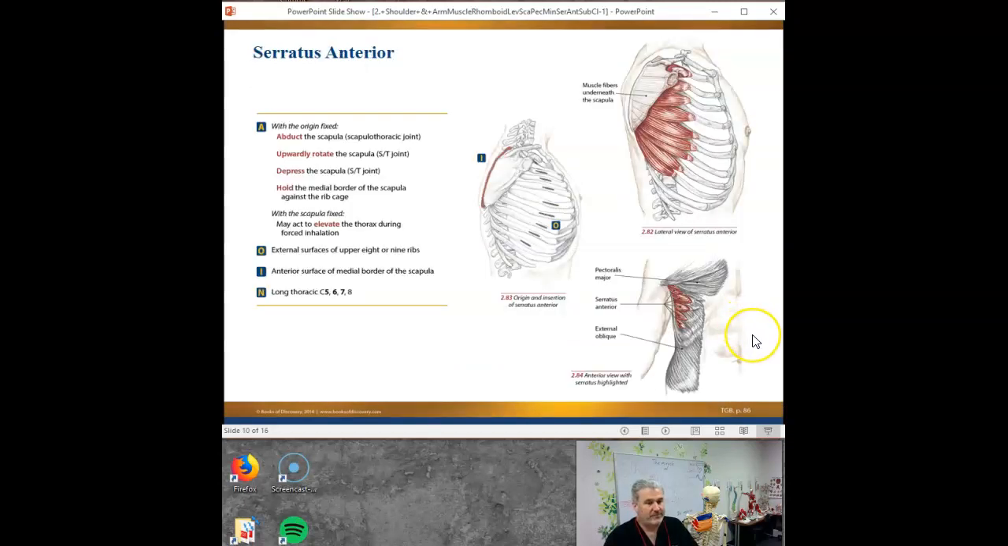Okay. Two more muscles. This next one is amazing and really important. Serratus anterior. Serratus anterior. This is not the serratus anterior. I want to be very clear about how this works. So bear with me. I'm sorry. This is kind of important.